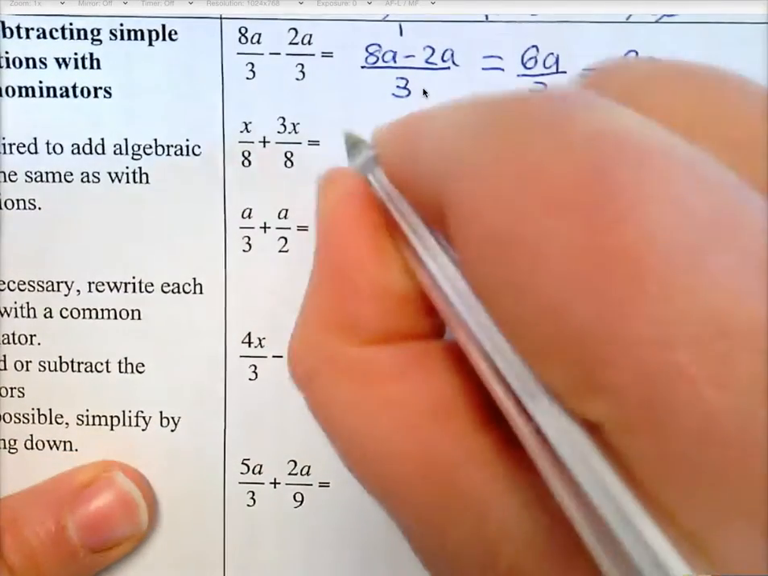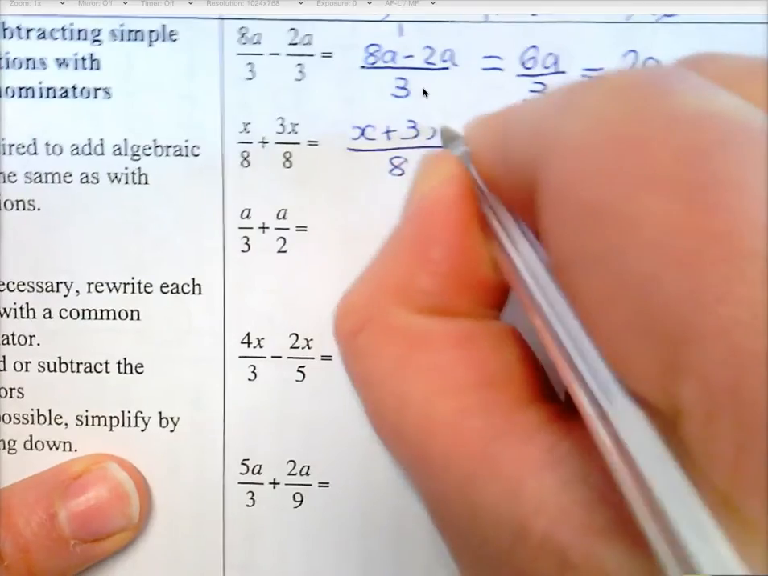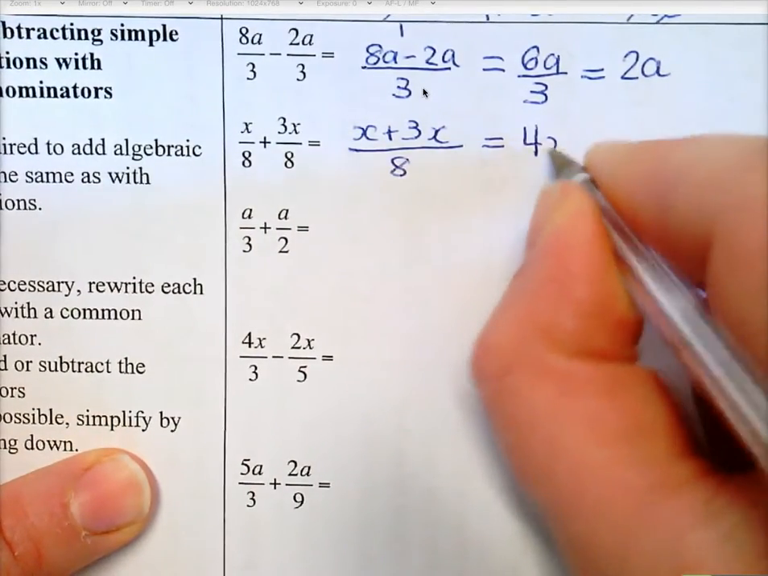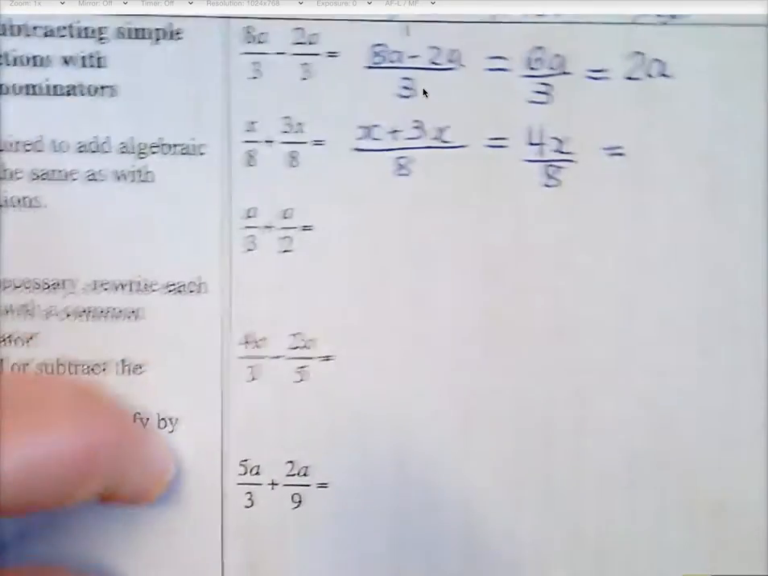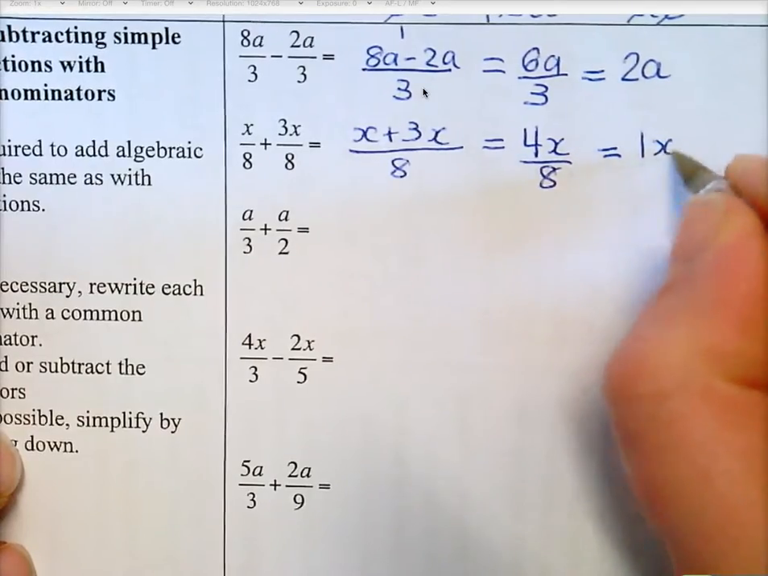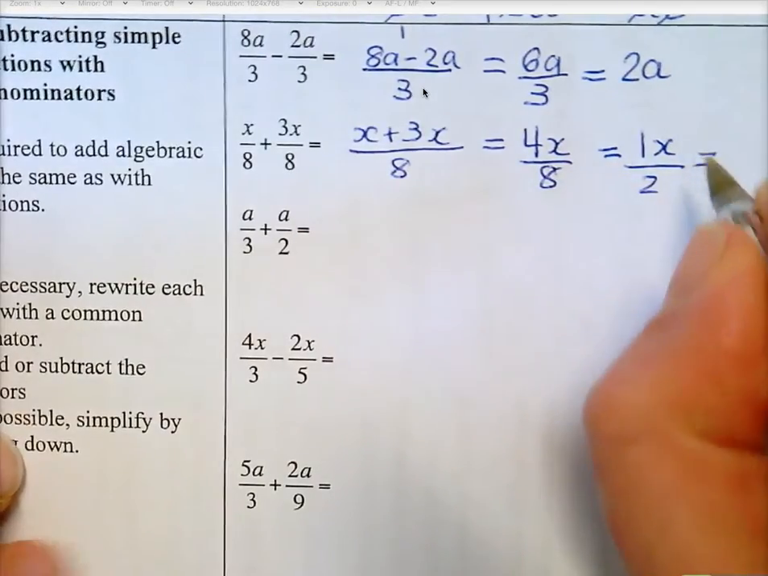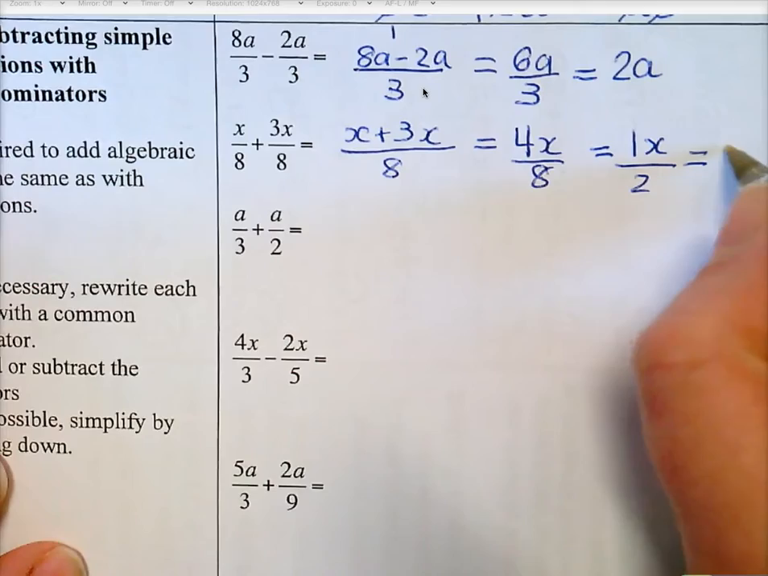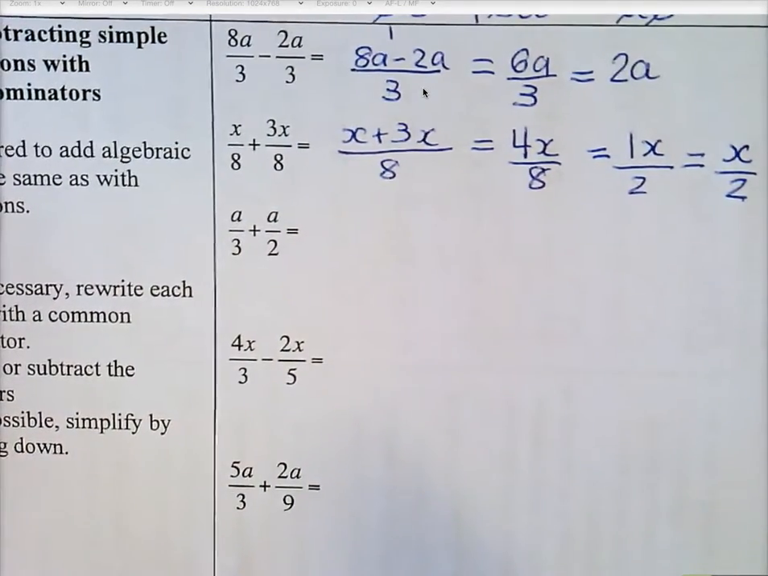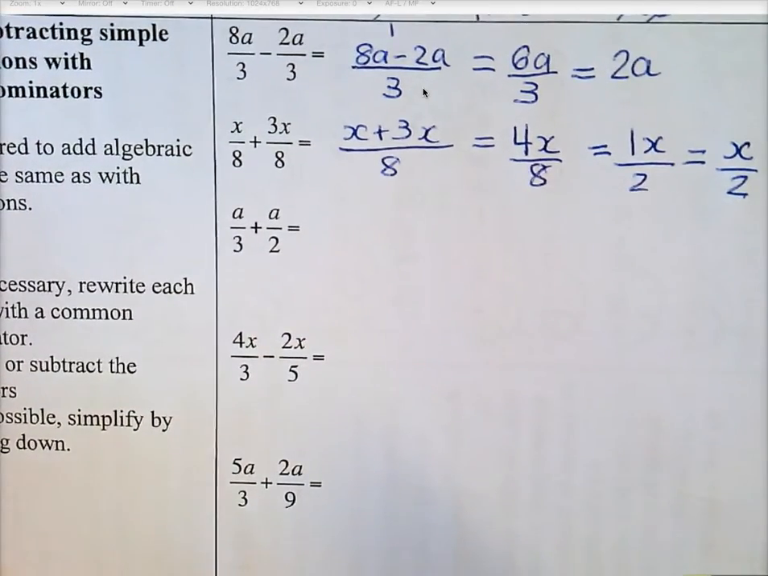The next one. Our denominator's the same. I'd like you to write it as a single fraction. x plus 3x is 4x over 8. Can you simplify 4 over 8? It's a half. Now you can put the 1, so it's a half x. Girls, you don't need that 1. How do you write that? x over 2. It's protocol, you don't normally write 1x. You can just write x. x means 1x.